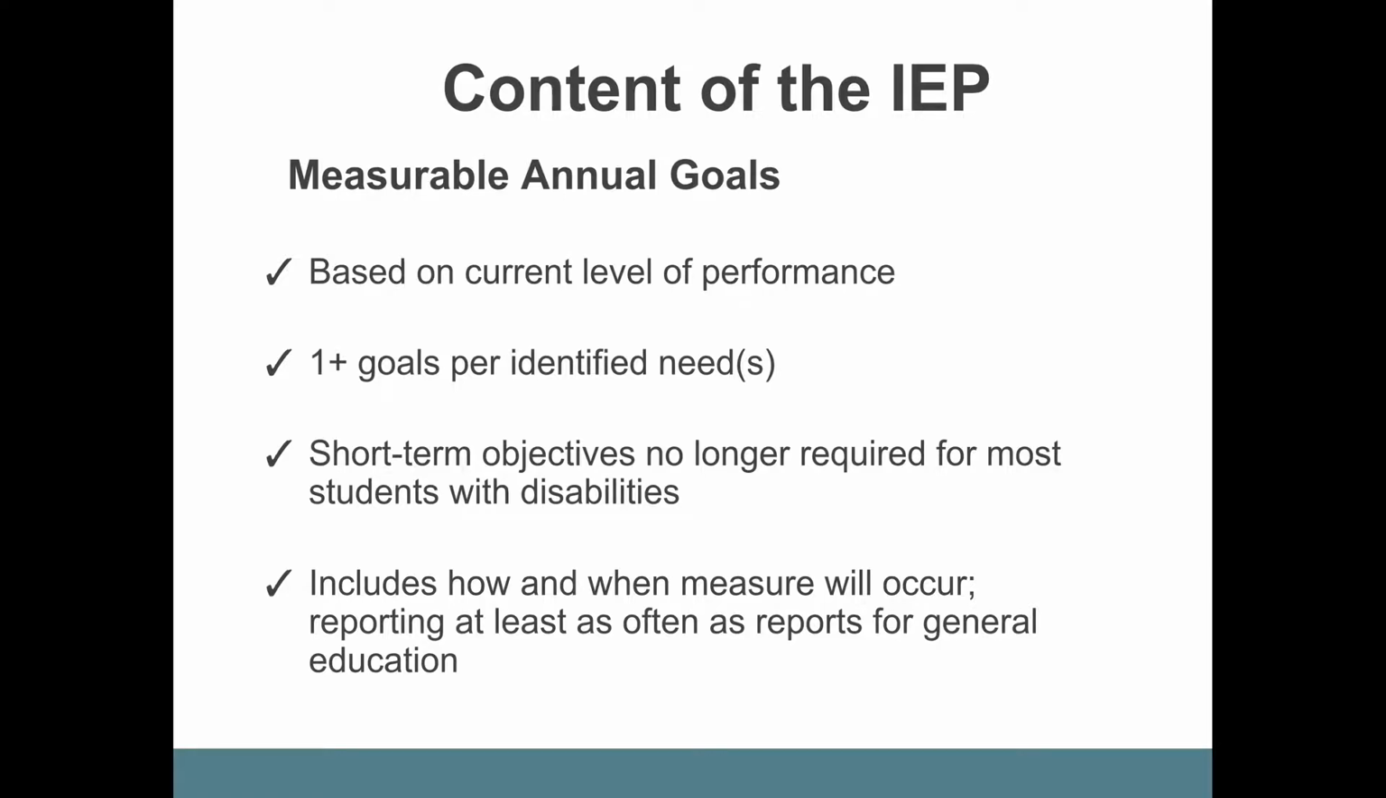And we know that the measurable annual goals are crucial for the success of the IEP. If the goals aren't measurable, we aren't able to determine how students are performing, and that's a really critical piece. You should also note that short term objectives are no longer required for most students, and the measurable annual goals include how and when measurement will occur, and require reporting at least as often as the reports for general education students. So we don't get to decide, oh, these students are in special education, so we're going to report every 4 years. You are required to report at least as often as you do for general education students.